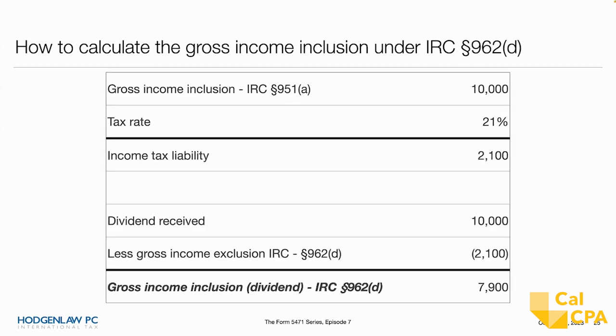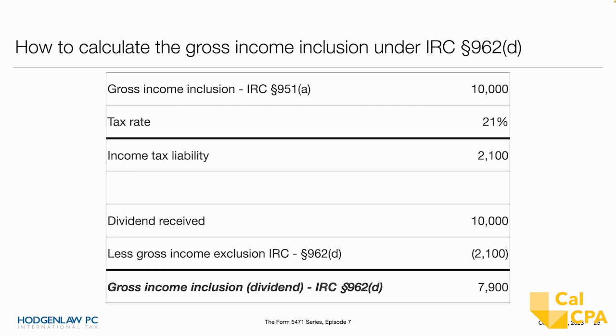So here's my little example. Again, we've got subpart F income, $10,000. We have tax rate at 21%. Remember, we have the corporate tax rate because this is an election under section 962. So you use the corporate tax rate. So the income tax liability for the human is $2,100 on this gross income inclusion. Happy days.